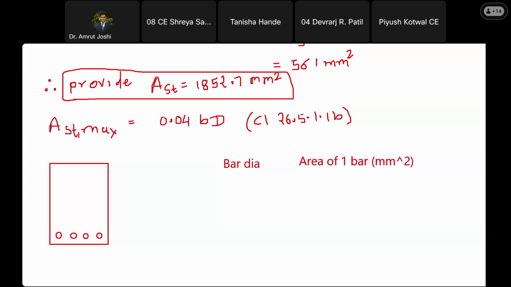Are you with me? Yes, sir. So if you consider 8 mm diameter bar, its area of one bar is around 50 mm square. If you consider a 10 mm bar, the area is around 78 mm square. If you consider a bar diameter of 12, the area is 114 mm square. You can calculate these areas, pi by 4 into 8 square, pi by 4 into 10 square, pi by 4 into 12 square. Are you with me? Yes, sir. For 16, it is around 200 mm square. 201 to be precise. Let me check. Pi by 4 into 16 square. 201. I'm right. So not 200.